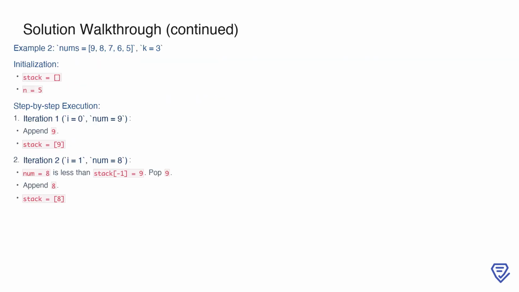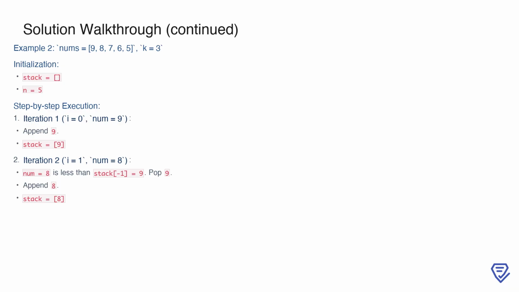In another example, nums is 9, 8, 7, 6, 5, and k is 3. We start with an empty stack and the length of nums is 5. In the first iteration, we encounter the number 9. Since the stack is empty, we append 9 to it, resulting in a stack of 9.